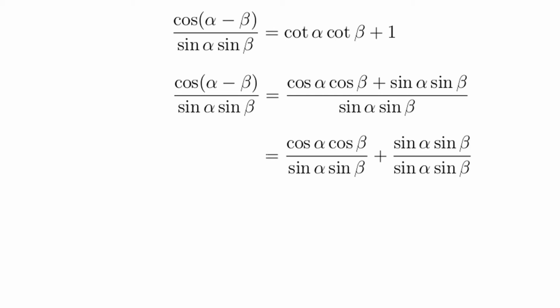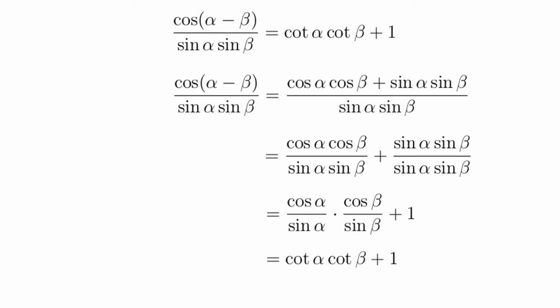We express this as the sum of two terms, and we separate the first term into the product of two ratios. The second term is equal to 1. The cosine of alpha over the sine of alpha is equal to the cotangent of alpha, and the cosine of beta over the sine of beta is equal to the cotangent of beta. And now we have the same expression as the one on the right-hand side in the original form of the equation.